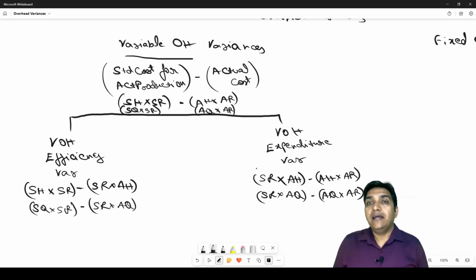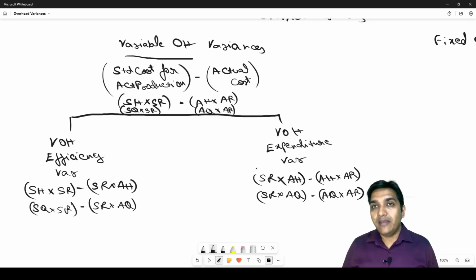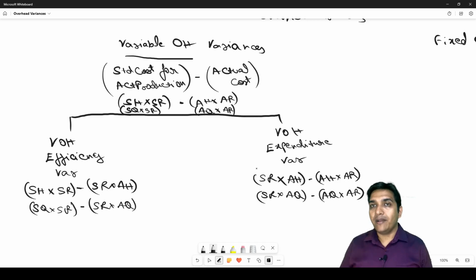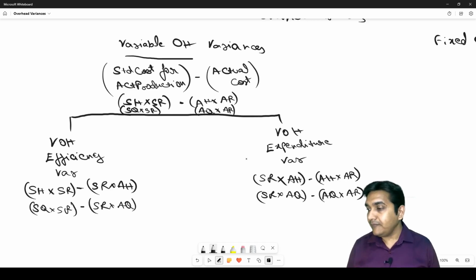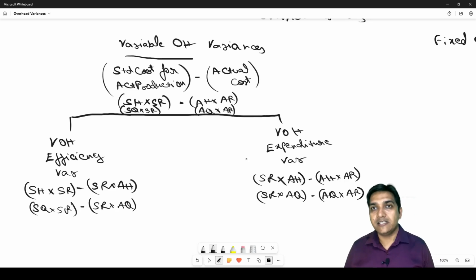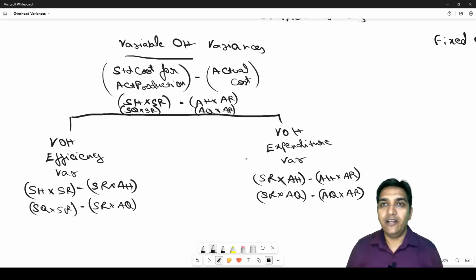Now, in variable overhead variances, we do not have the third level. We do not have the mix and yield variances. So that is kind of a safeguard for you. You do not have to remember those here. This is it in variable overhead variances. So we only have to calculate 3 different variances. So now let us look at a problem.